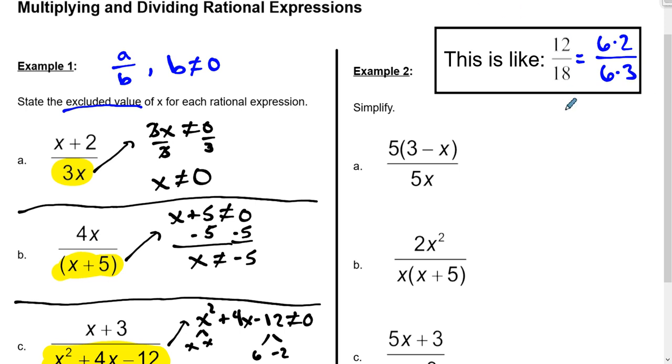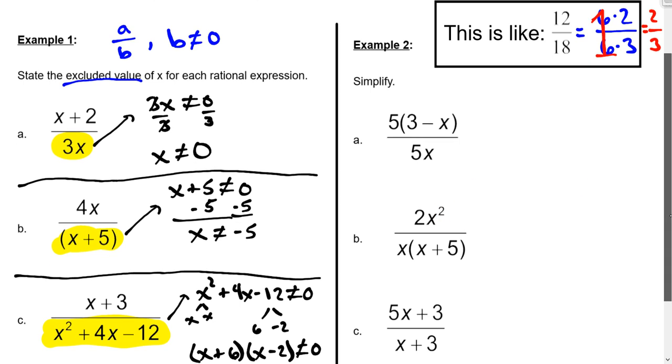Do we have a common factor in the numerator and denominator? We sure do. 6 over 6. So 6 over 6 reduces to 1, okay? And what's left? 2/3. So simplifying the expression 12 over 18 into 2 over 3 is the same thought process that we're going to use when we've got variables and algebraic expressions in here, okay?